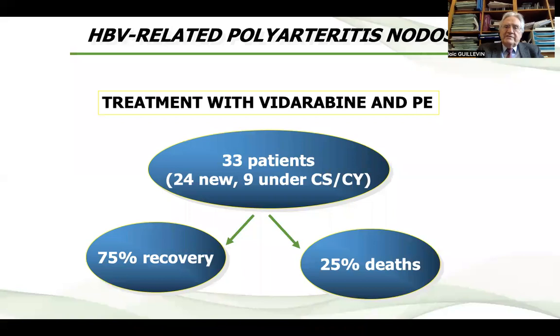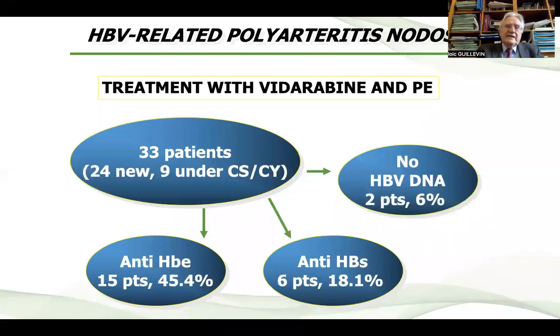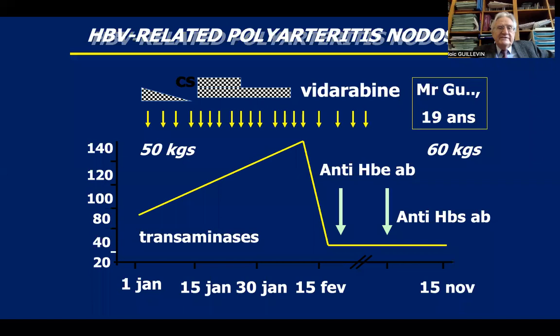The first series was 33 patients. We obtained 75% recovery. Of course, 25% of deaths is high, but it's not so high when you know how severe this disease is. And when you look at the seroconversion, you have the anti-HBe and anti-HBs, which occur, for anti-HBe, in half of the patients, which is quite good, much better than in chronic hepatitis B virus disease, for instance.